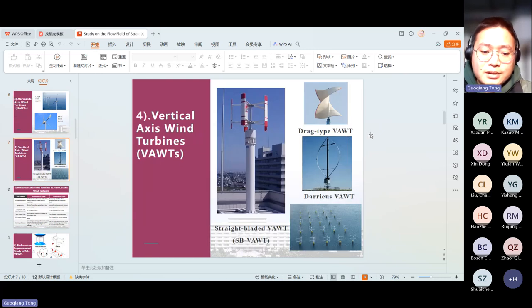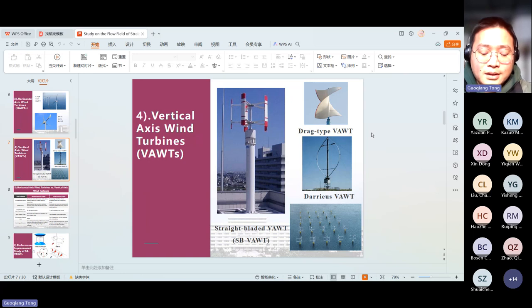The straight-bladed vertical axis wind turbine is the classical type of vertical axis wind turbine. It has a high share in the small-scale wind turbine market, with the advantages of being aesthetically more appealing, independence from wind direction, simple structure, low noise, mechanical components close to the ground, as well as being suitable for off-grid power generation.